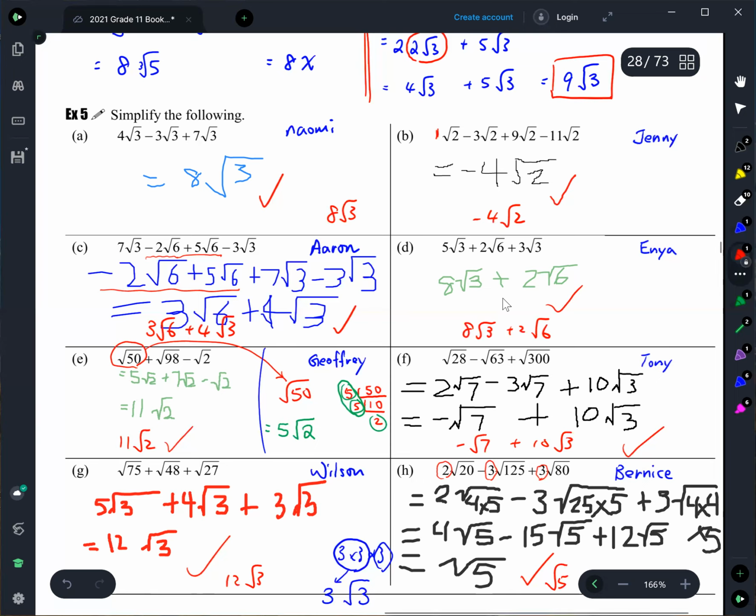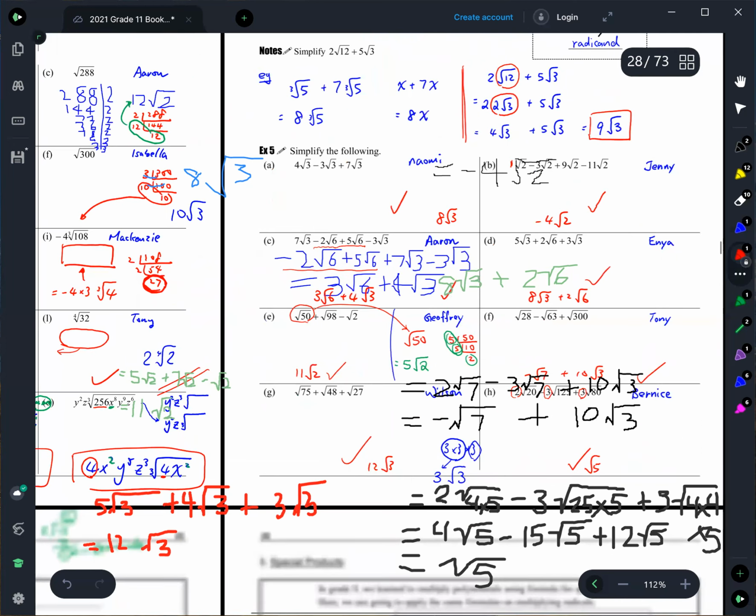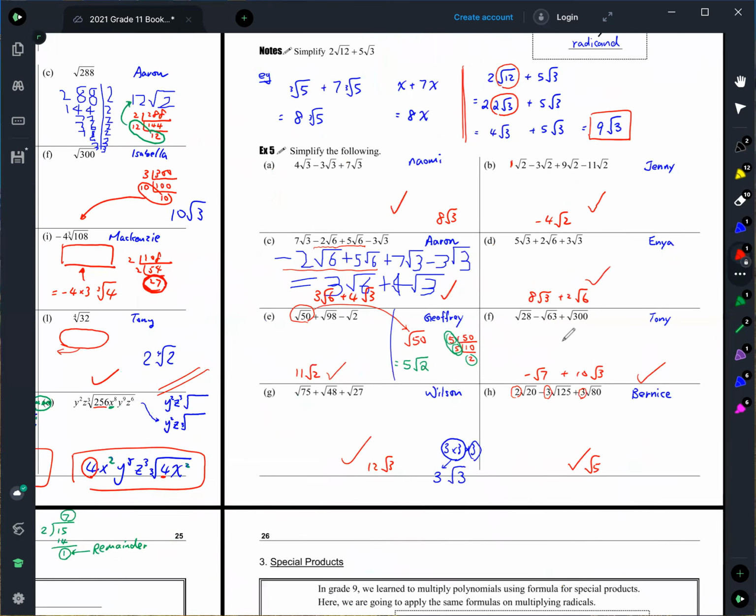If you are ready to move on, please raise your hand. Okay, so let me clear your drawing now. Okay, so let's go to the next page.